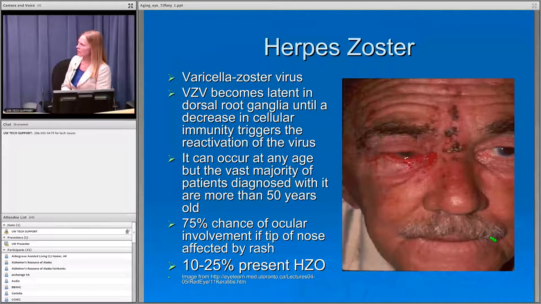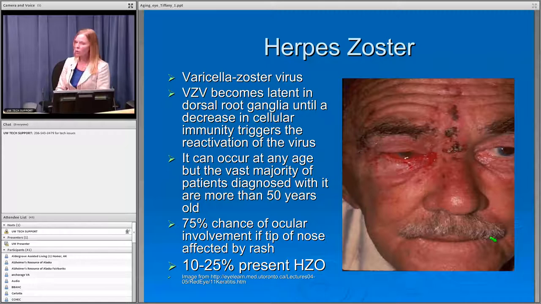This one, we've probably all seen it. This is herpes zoster, shingles, and it's shingles of the eye. If it's coming down to the tip of the nose, it's called Hutchinson's sign, and it doesn't mean that their eye is going to do well. There's always a little bit more that goes into the eye when you see that sign.